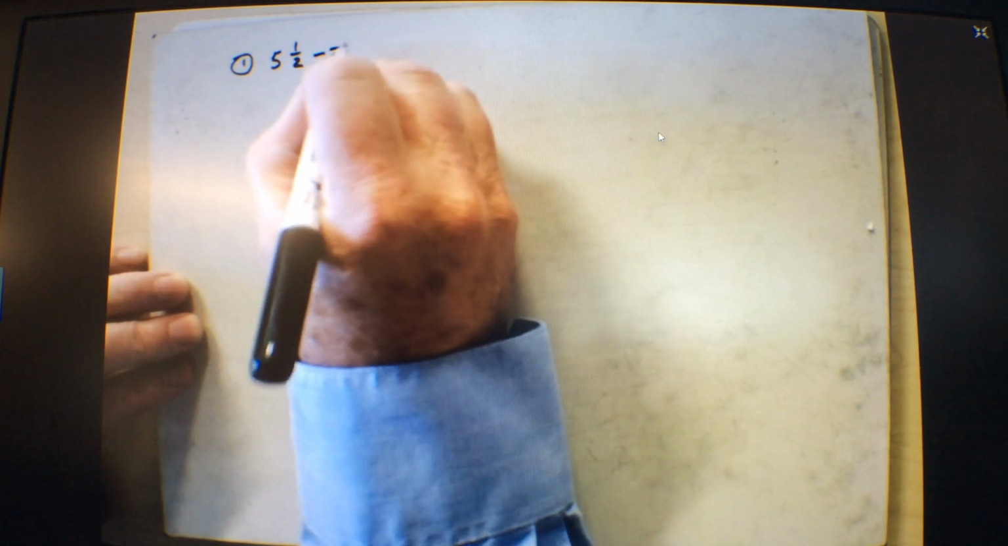Okay, this is 7th grade math, section 3.5, page 155. We're going to add and subtract mixed numbers, and we have positive and negative ones. I'm just going to do a couple examples here. I want to show you my method. If you choose to use this method, that's up to you.